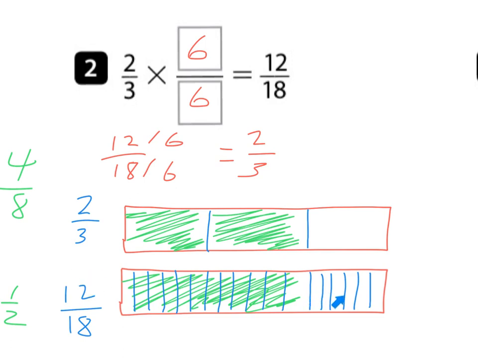13, 14, 15, 16, 17, 18, and 18, which is our total, or how many total parts our bar model is split into. So 12/18 is equivalent to 2/3.